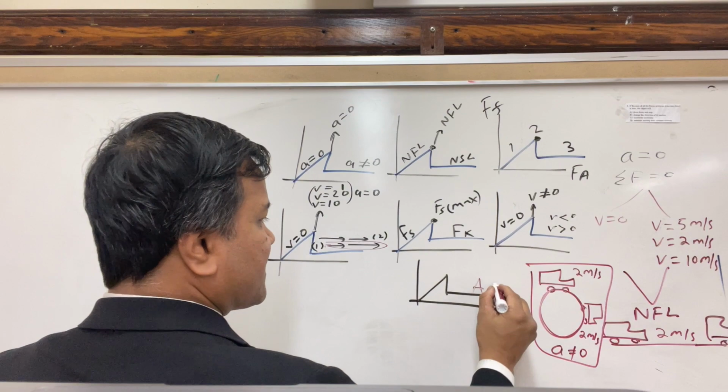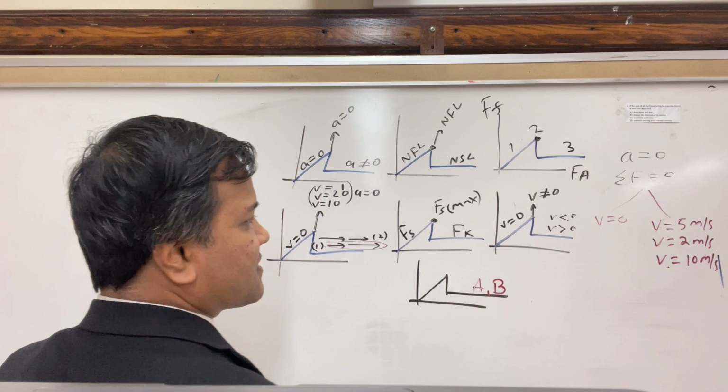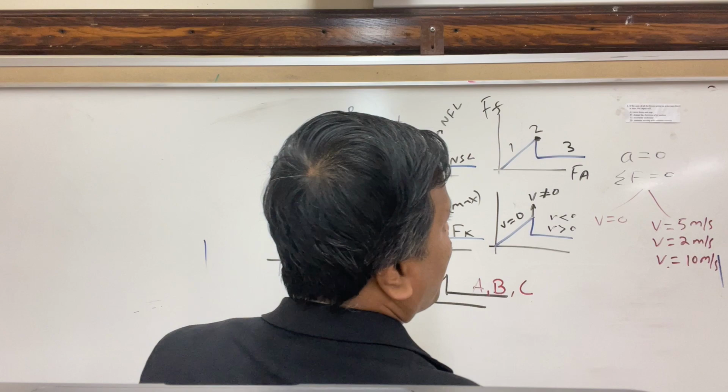Okay, let's continue. Accelerate uniformly. Well, this is where you accelerate uniformly. Why is that? Because acceleration cannot be zero over here. So you accelerate uniformly. So C. D. Continue moving with constant velocity.